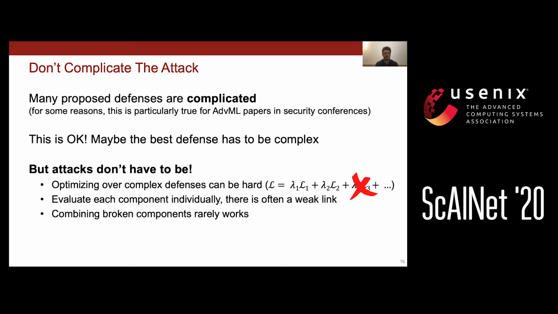As with many computer systems, there's probably going to be a weakest link somewhere. And so for quite a few complex defenses that we looked at, we evaluated each of their components individually and found that many of them ultimately don't really matter and can just be ignored by the attack. And among the important components that are left, there's usually some that are very easy to attack and that can break the whole system.